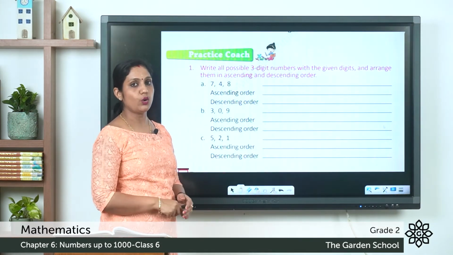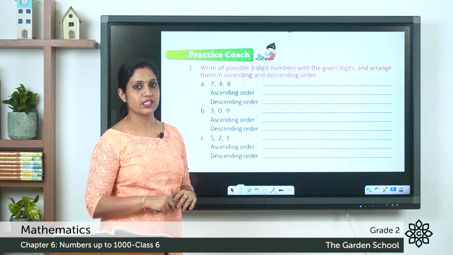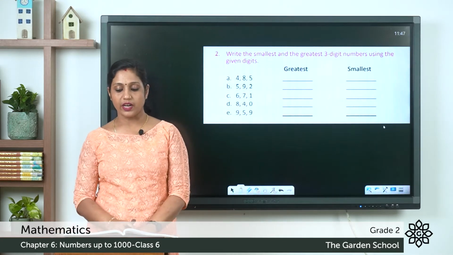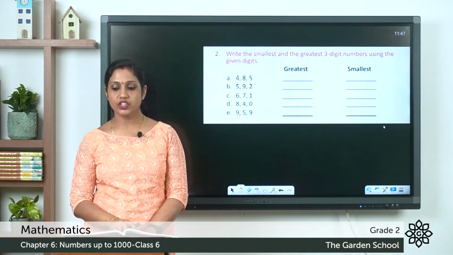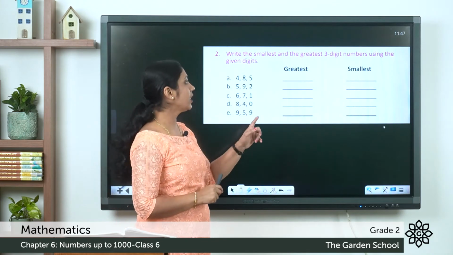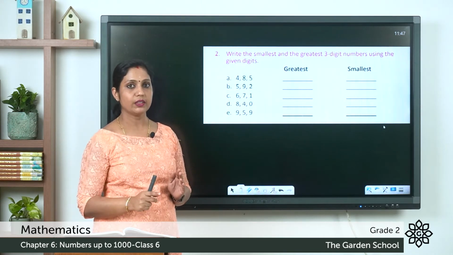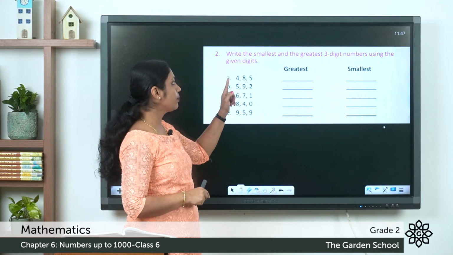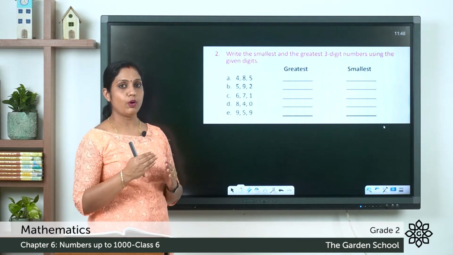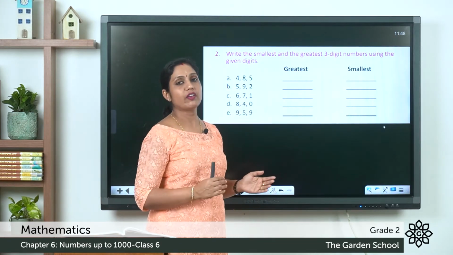So, write these questions in your notebook, find out the possible number combinations and then arrange them in the ascending order and descending order. Page number 91. You have the question: Write the smallest and greatest 3-digit numbers using the given digits. Digits have been given. We have to write the greatest number and the smallest number. First we have to find out the possible number combinations, and from that we have to find out the smallest number and greatest number. You can take down the question in your notebook, find out the possible number combinations, and among them find out the greatest number and smallest number, and you can write it in your text.